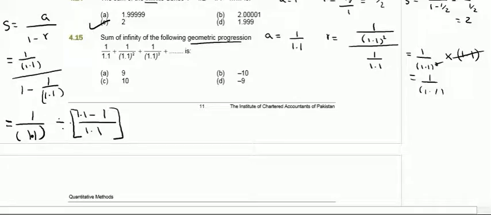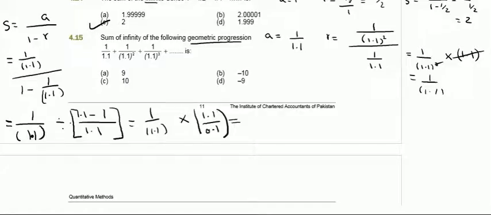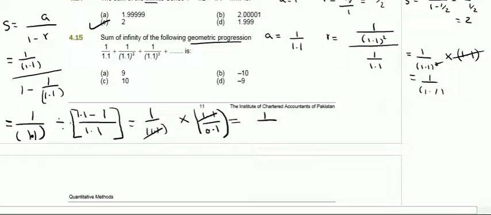I have taken the LCM in one go, and it will be 1 over 1.1 multiplied by 1.1 minus 1, which is 0.1, and if I convert divide into multiply, it will become 1.1 divided by 0.1. So this will be 1 divided by 0.1. This and this will cancel each other, which will be 1 divided by 0.1, which will be 10. So our answer is 4.15 C.